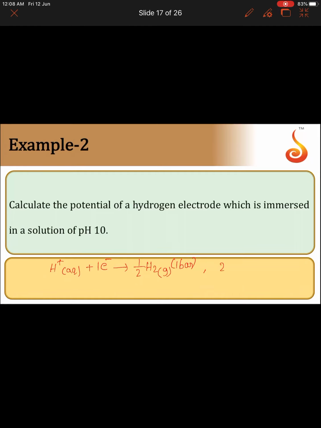We can also consider the electrode reaction like this. If you take either the first equation or the second equation, you will get the same value. There is no problem with that.